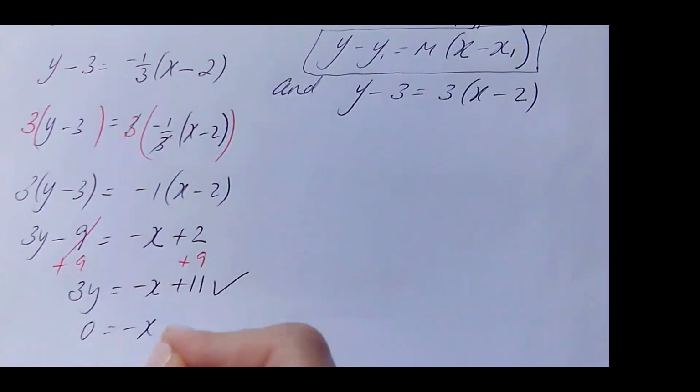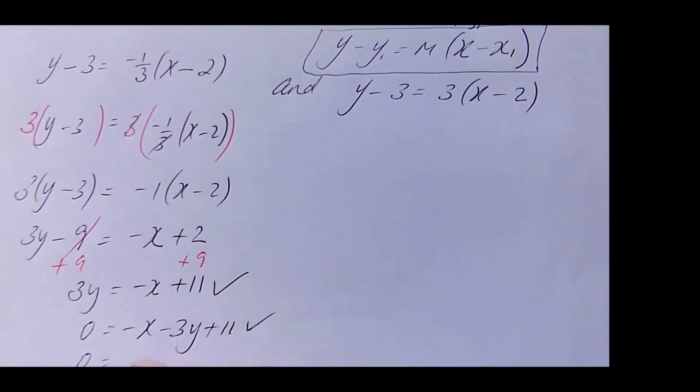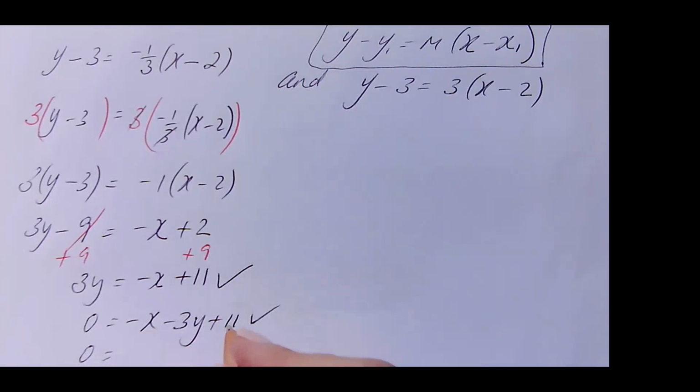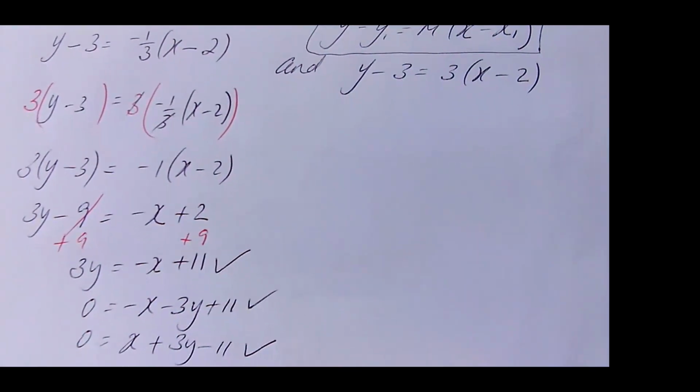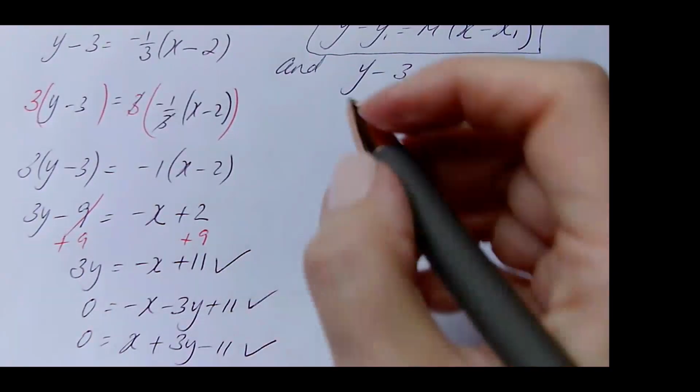It is also equivalent to minus x minus 3y plus 11, or the way they tend to like it is in the form ax plus by plus c. They often like to make the x term positive, so I'm just going to change all the signs. These three manipulations are all equivalent equations of the line.